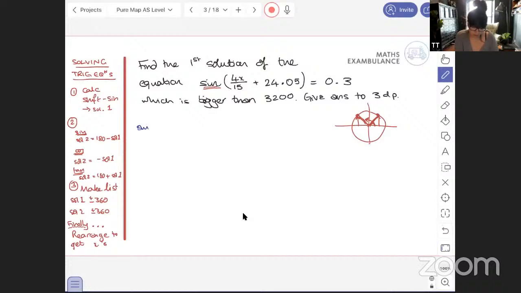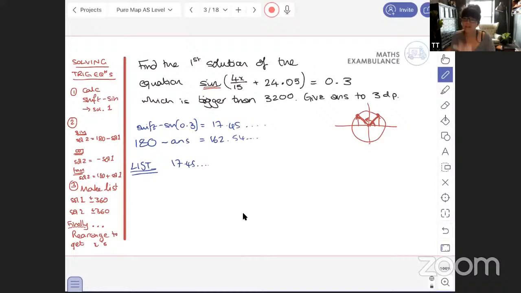I'm going to do shift sine or inverse sine of 0.3 on my calculator. Shift sine 0.3 equals, okay, 17.45, blah, blah, blah. That's my first solution. Second solution is 180 minus that. 180 minus that is 162.54, blah, blah, blah. Now, what I'm going to do now is generate my list. The list is 17.45, blah, blah, blah. I'm not going to take any 360s off because my final answer needs to be bigger than 3,200. So I'm just going to add some 360s on for a while.